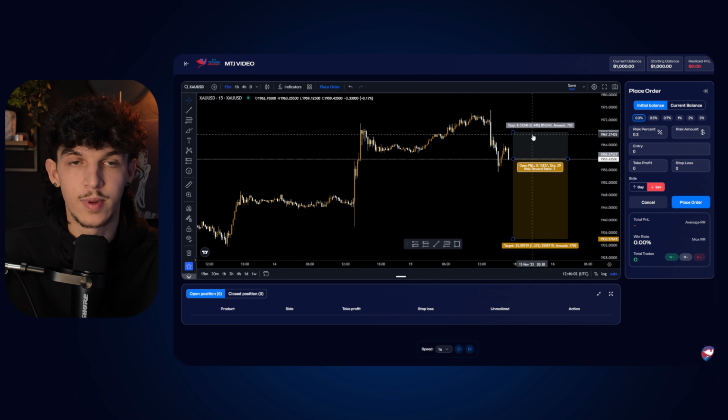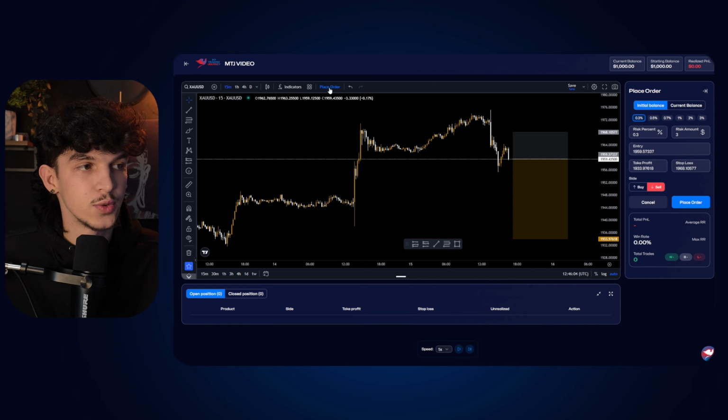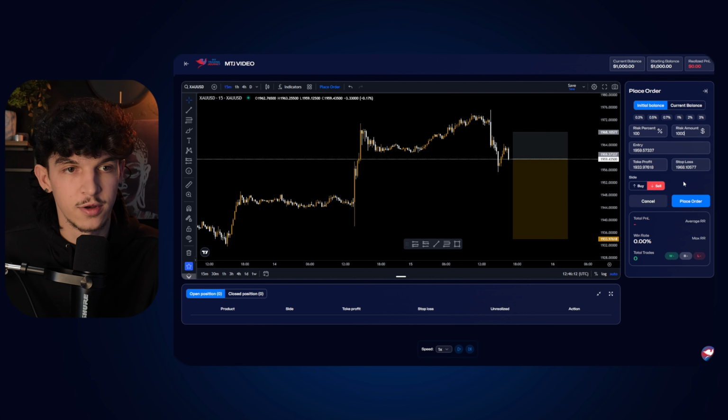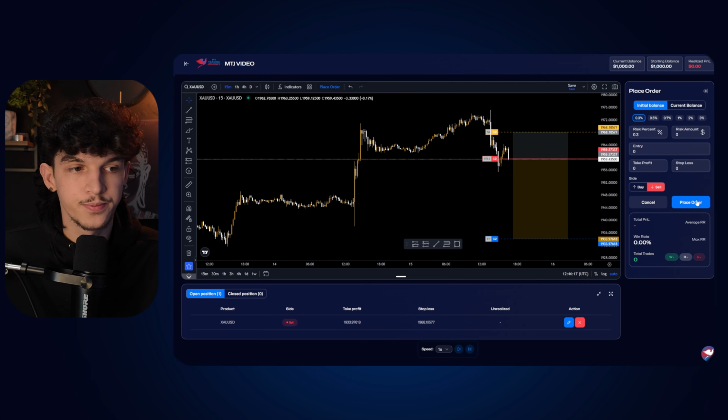Once we have our trade placed and we're happy with the trade, we press place order up here. And as you can see on the right side, it will jump onto this dashboard. Once this is done, we put our risk on. I want to risk maybe $100 of this $1,000 account, so 10%. And all I do is press place order. Now you can see our SL, sell, and TP is set.